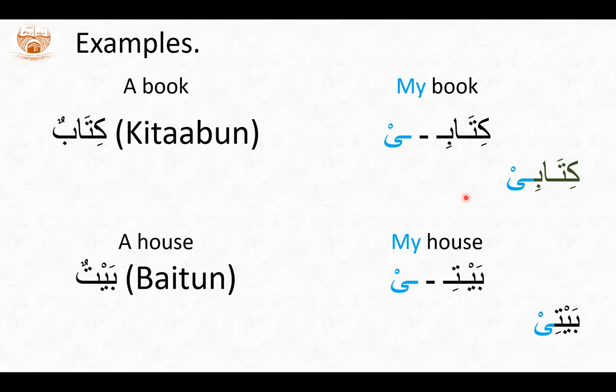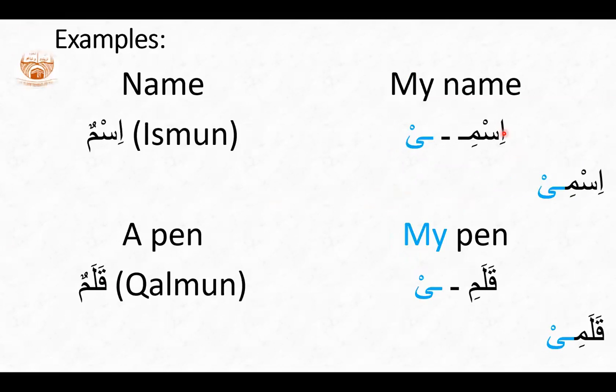Someone asks you, what is your name? Masmuka or Masmuki? You will say, ismi. Ismun is the name. Ismi, and you can say your name. Ismi Ibrahim. Ismi Fatima. Ismi Zainab. Ismi Abdullah. So we use the ya sakin after a kasra to express my.